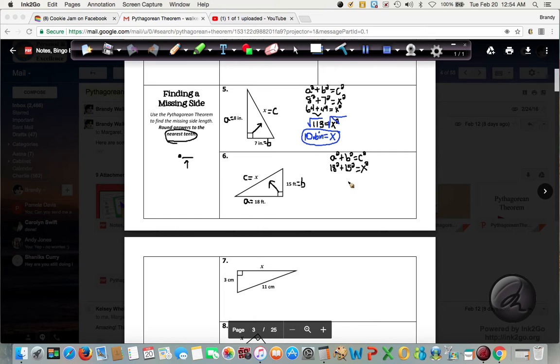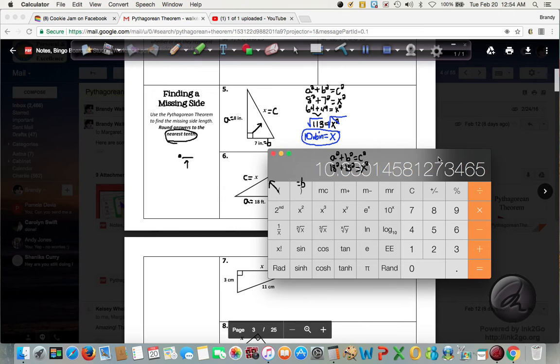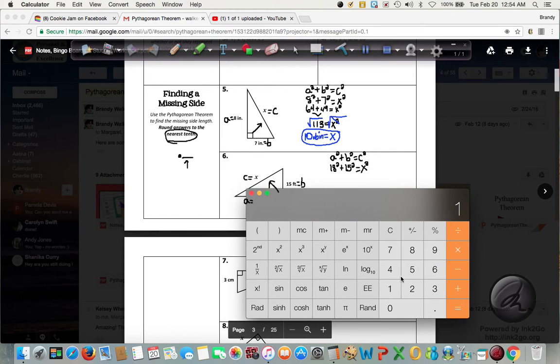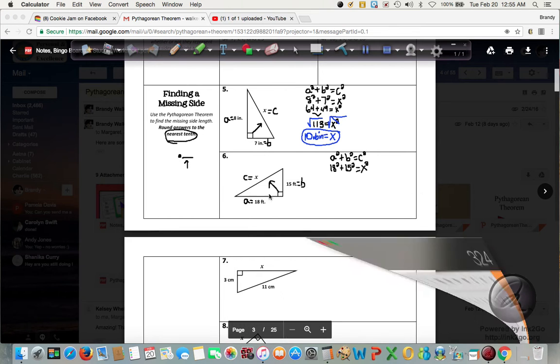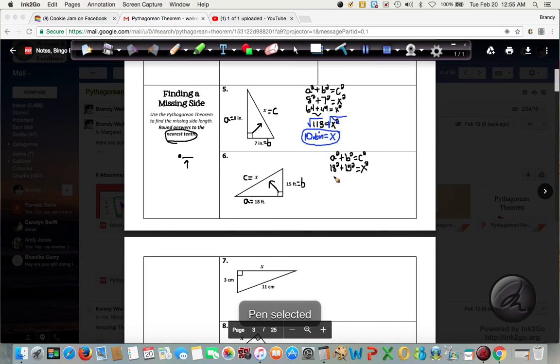Now it's time for the math. So really all I did here was label, and then I did the plug part. Now we're doing the chug. We got to figure out 18 squared. So clear this out. 18, then using my squared button, is 324. I'm going to come over here. I'm going to write 324. I know that 15 squared is 225, and I don't know x, so I'm just going to rewrite x squared.